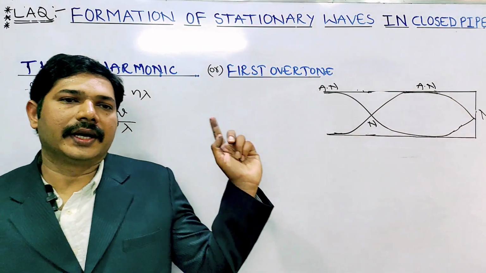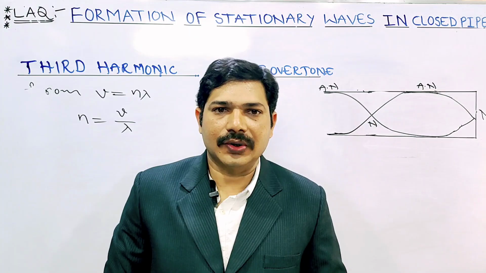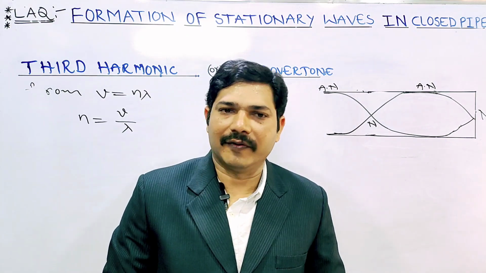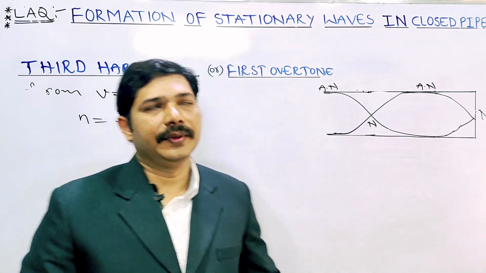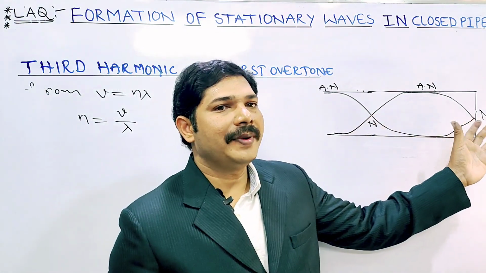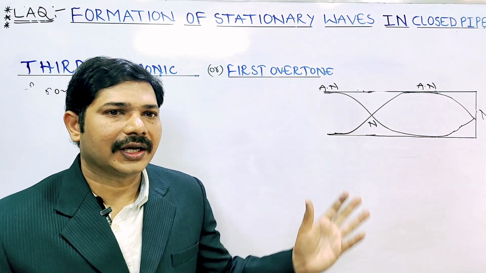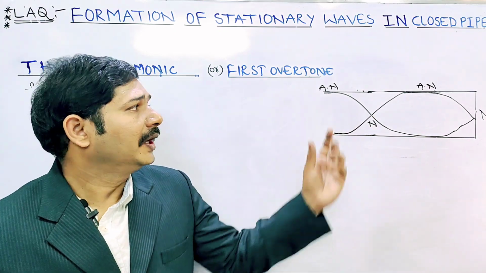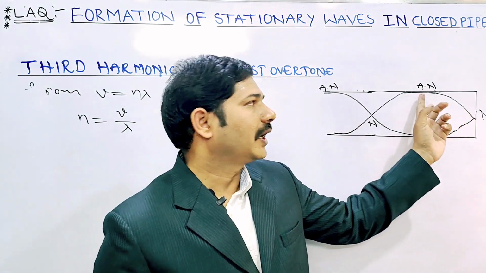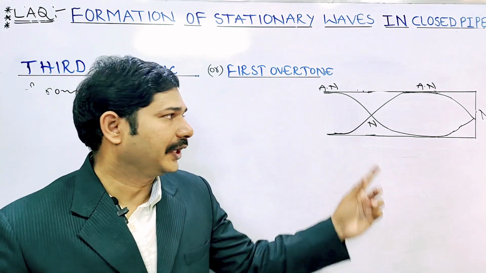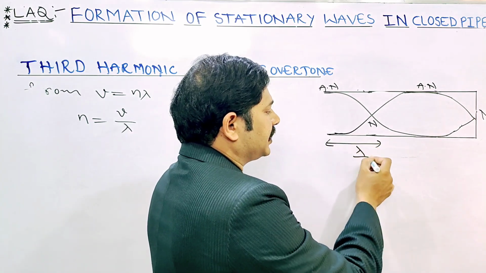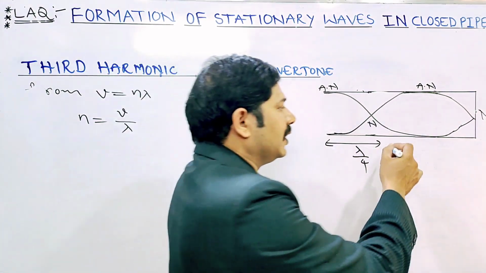The next case, in third harmonic or first overtone, only odd number of harmonics will form in this closed pipe. You can observe here the third harmonic or first overtone. In this, one complete segment will form and another one half segment also will form. Open end always antinodes are formed, closed end nodes are formed. Here amplitude is maximum, that is antinode. Here amplitude is minimum, node. The half segment distance is lambda by 4.